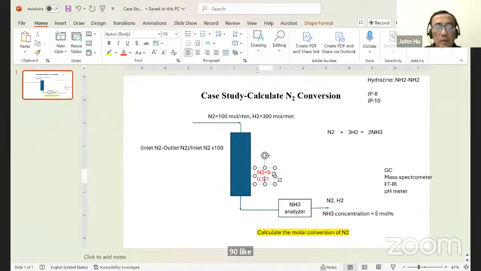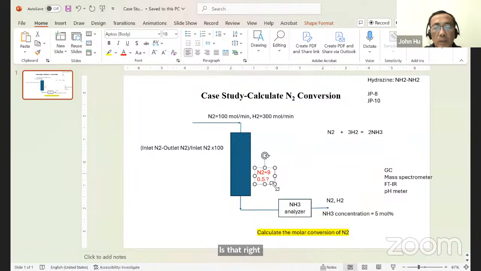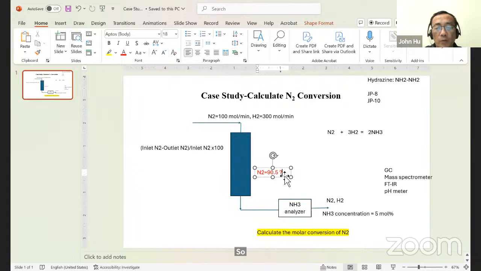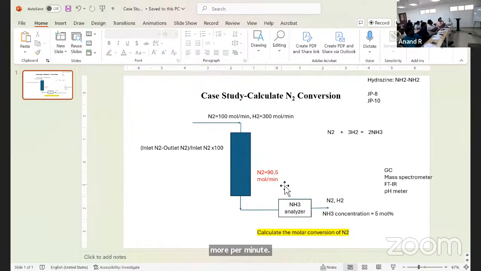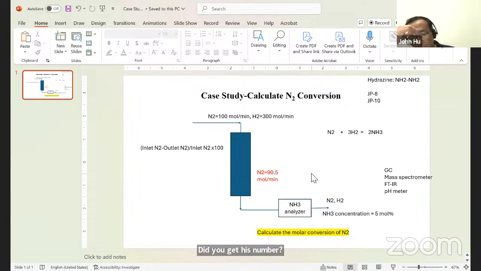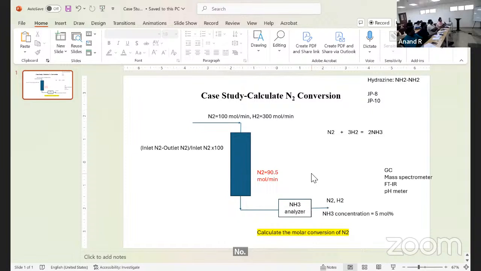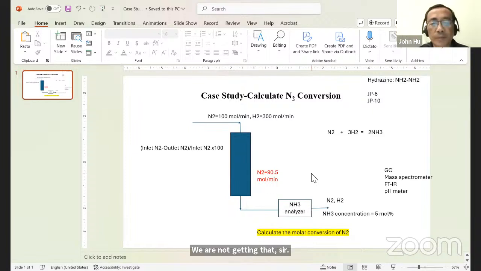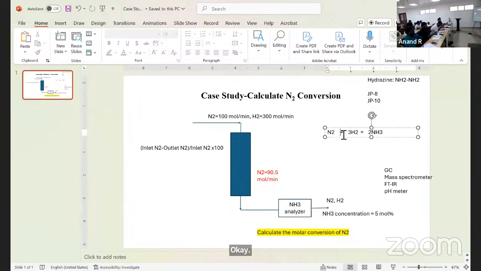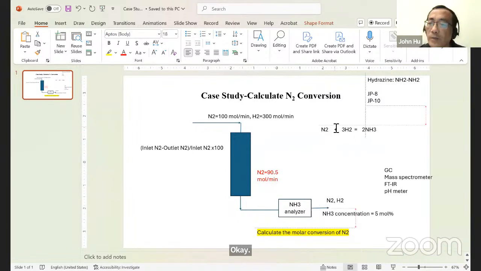Okay, hold on. Yes, sir. So is that your answer? About 90.5 mole per minute, correct? Did you get this number? No, you don't get this number? We are not getting that, sir. Okay, you don't get this number, all right? Let's work together.